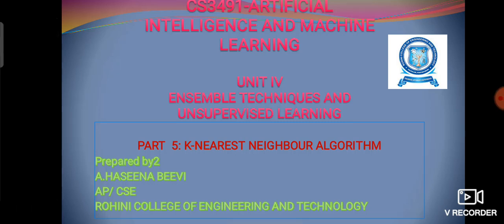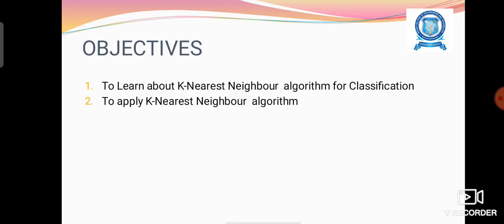Hello everyone. In this video lecture, we are going to see one topic, the K nearest neighbor algorithm, from the fourth unit, Ensemble Techniques and Supervised Learning, for the subject Artificial Intelligence and Machine Learning. The objectives are to learn about the K nearest neighbor algorithm for classification and to apply the KNN algorithm.